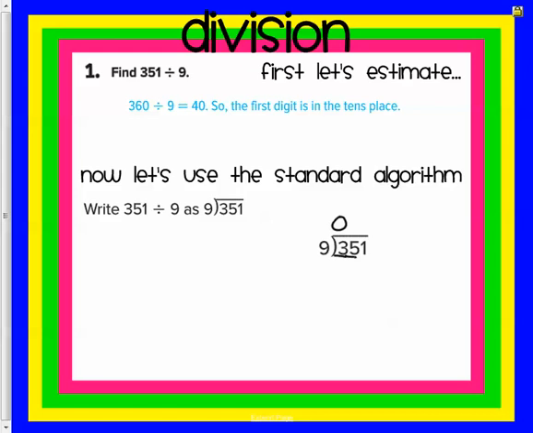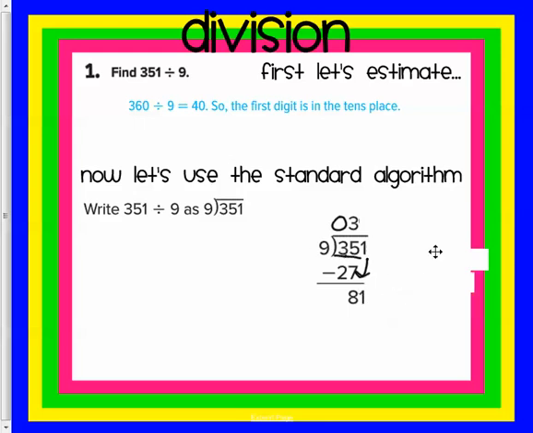Does 9 go into 35? The answer is yes, it goes in 3 times. And 3 times 9 is 27. So we take that away from the 35. Now we get 8. We bring down our 1, okay? So that's why I have an 81 here.